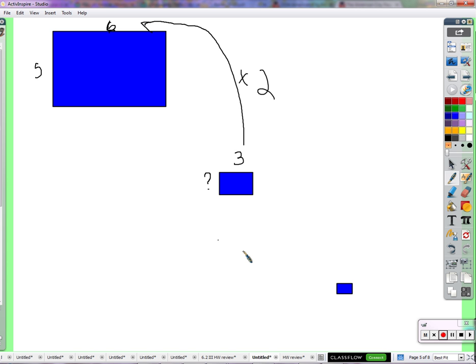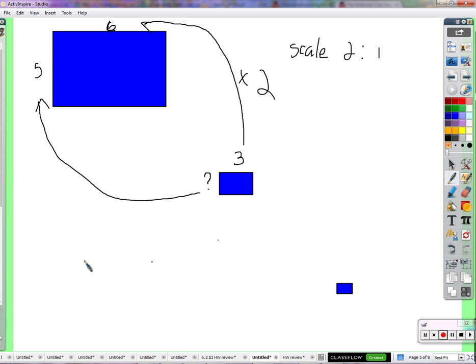The scale is, this is how much bigger than this? How much bigger is this than this? Twice as big. Okay. So we've got this scale. The scale is a 2 to 1. So you said 6 divided by 3 is 2. Right? Yeah. So I should be able to take this number, multiply it by 2, and get 5.